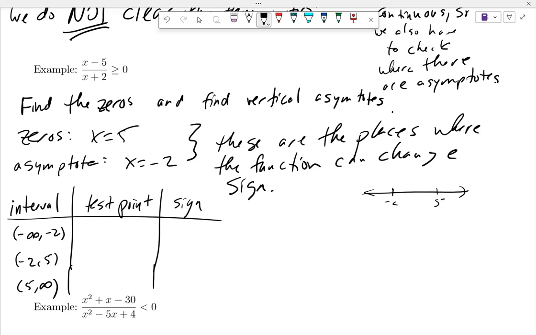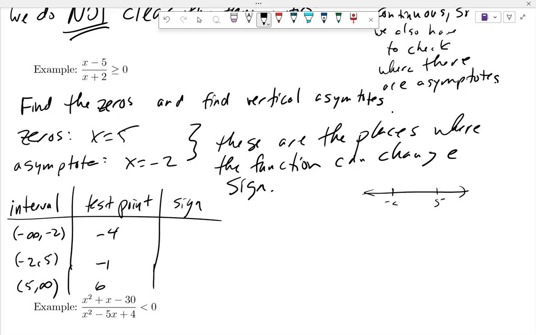Do our test points here. What's a good test point for the first interval? For the first one, I need to be less than -2. -1 works okay for the second one, right? About the first one, -4, sure. And the last one? 6. Again, it doesn't matter as long as you're in the interval.